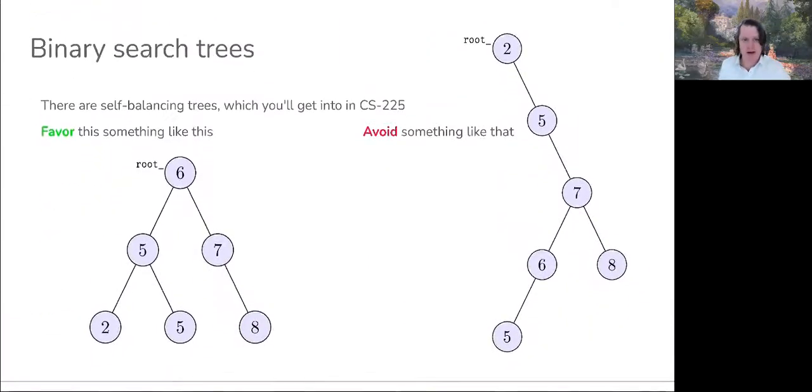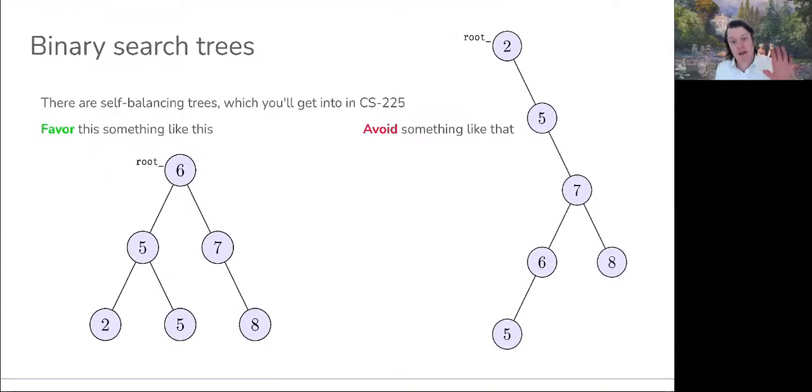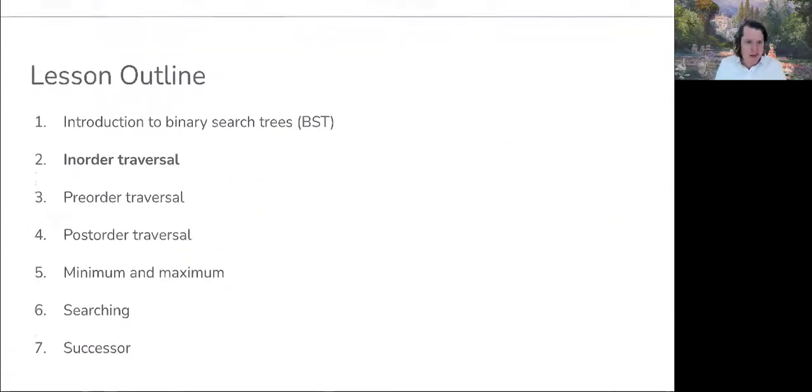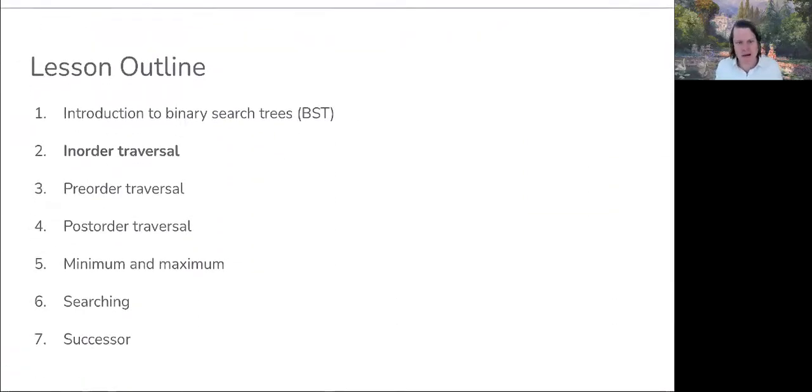So continuing on here, and this will be the last slide for this section, there are self-balancing trees, as I've alluded to. You'll see AVL trees and red-black trees, likely in 225, and they're all going to favor something that is height balanced, such as the example here on the left, and they'll avoid something like this non-balanced tree shown on the right. So with all of that in mind, let's begin talking about different ways to traverse these trees to visit the nodes.